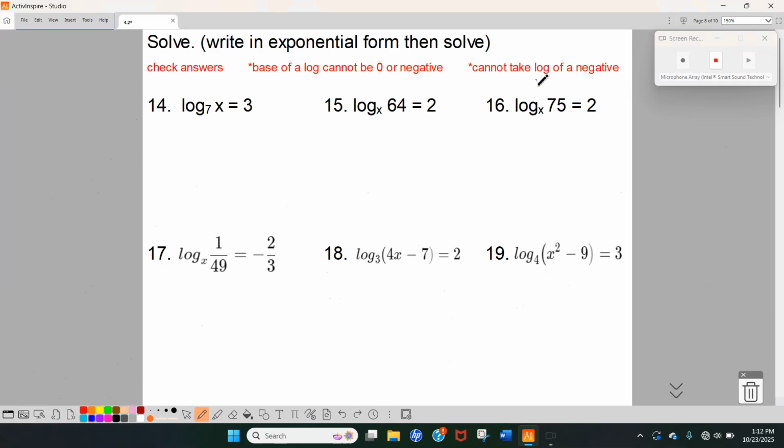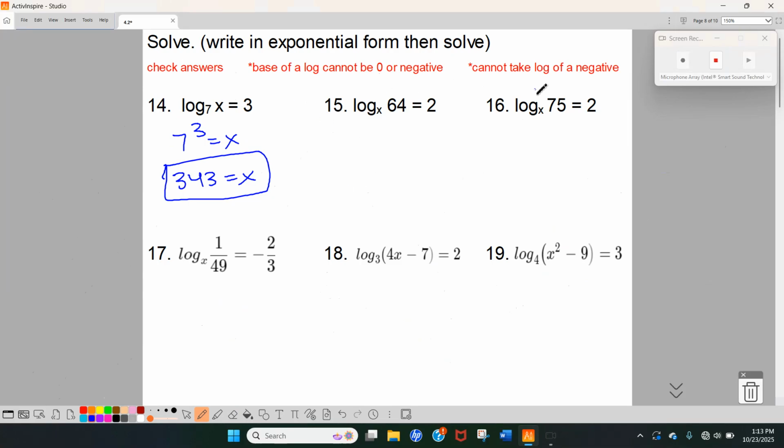All right, so write it in exponential form. This one will become 7 to the third is equal to x. And then we just need to know what 7 to the third is. It is 343. So our answer is 343. Before you box it, just make sure, yes, if I plug 343 in there, that looks fine. It doesn't break any of the rules that we have up here.